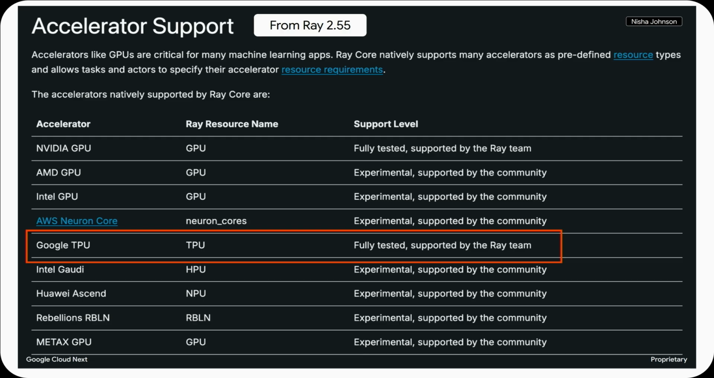And what that means is that any scale will natively integrate and test TPUs in their releases. This is the first time an accelerator outside of GPUs has received first-class support, while most others are experimental and supported by the community.